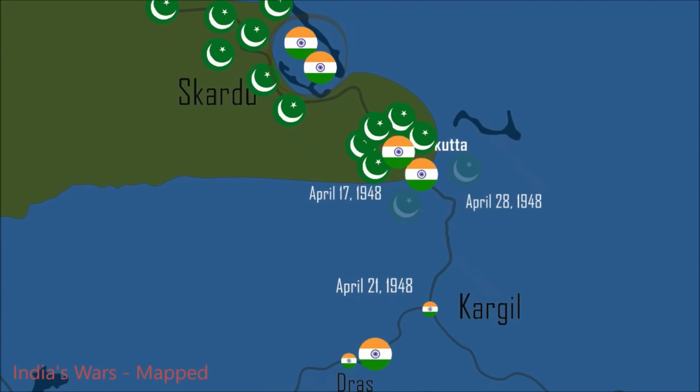While this was happening, by April 30th, the column under Colonel Kripal Singh reached Kargil and moved forward to support the push through to Skardu. Now all three columns were fighting to push through the well-entrenched enemy over towards Skardu.